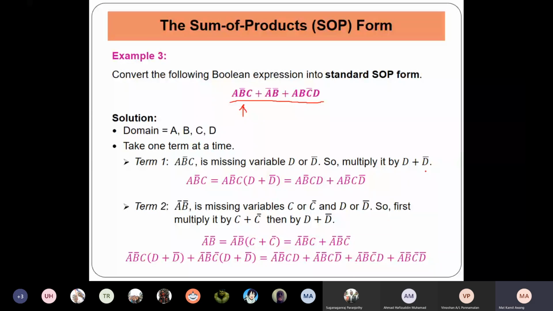So A B bar C, then you multiply by D plus D bar. So you get A B bar C D and A B bar C D bar. So you get these two terms. Okay. Now you look at the second term. A bar B bar, missing C and D. So first, you multiply with C plus C bar. Okay, so you get A bar B bar C and A bar B bar C bar. Second, you multiply by the D term. So therefore, you get these four product terms.